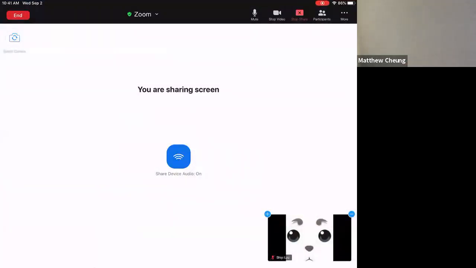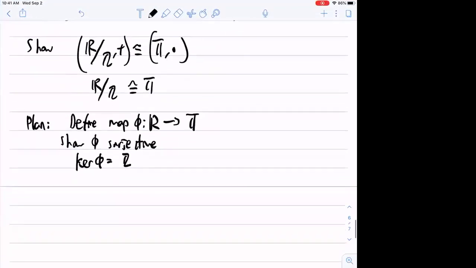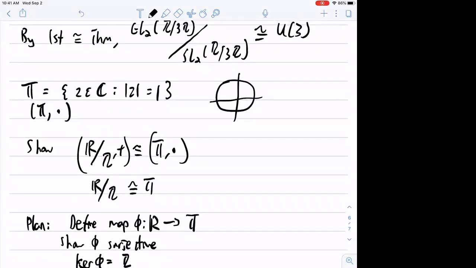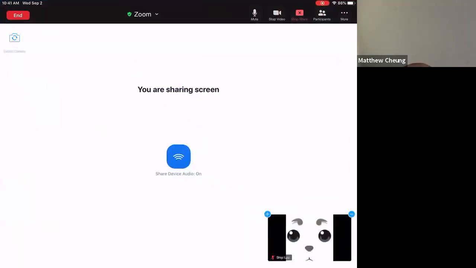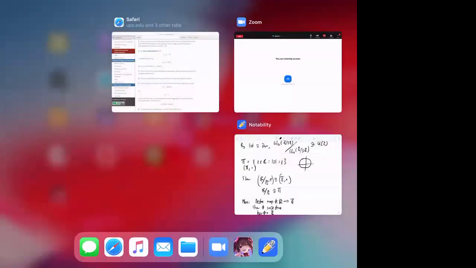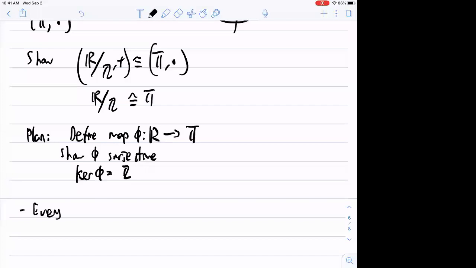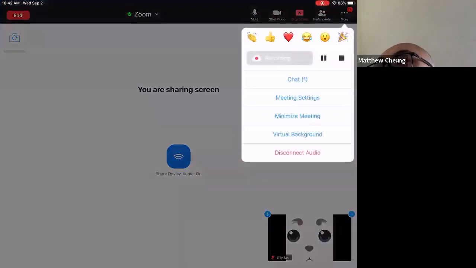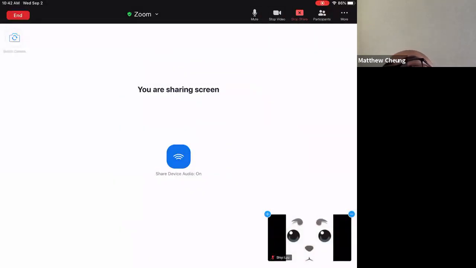So what is the map? It uses stuff you should know already. How do elements in the unit circle look? How do you write an element in the unit circle? Basically, if you go back to the beginning, every element in the unit circle is of the form e to the 2 pi i k. Hopefully you remember that. That's the thing I'm assuming you should know.